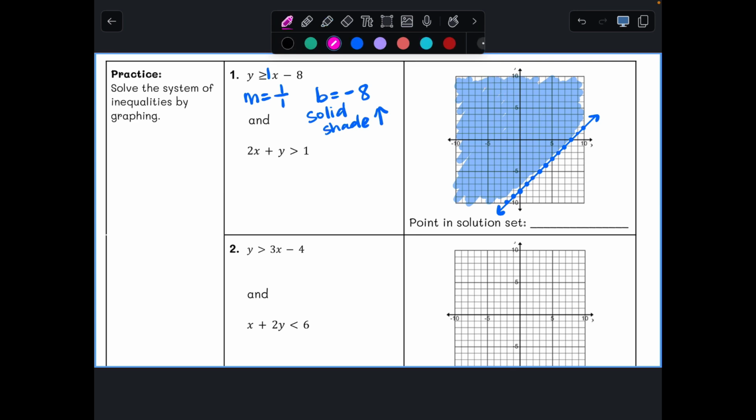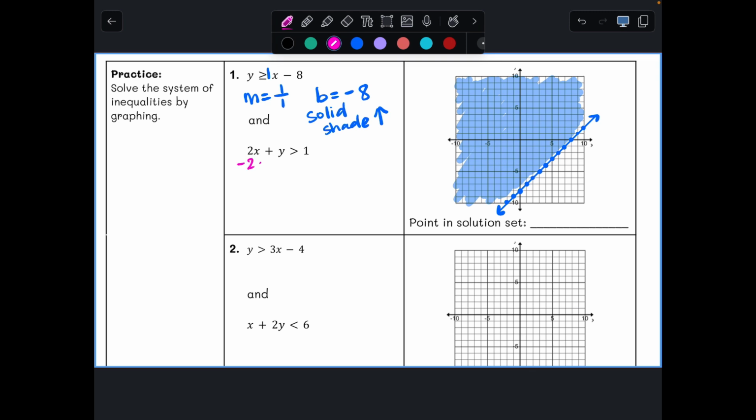Okay, the second inequality is 2x plus y is greater than 1. Now this is not in slope-intercept form. This is in standard form because x and y are on the same side. We need it to be in slope-intercept form, so let's convert it.